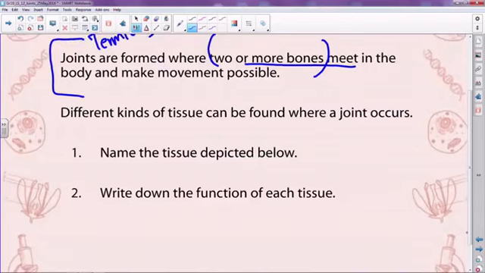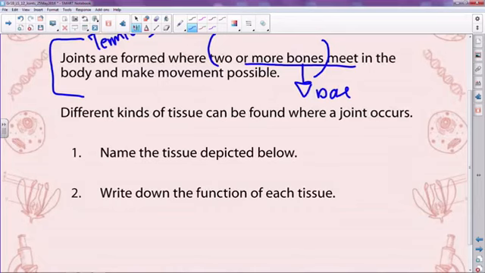Now, when we look at a joint, what we're going to see is that there are different kinds of tissues that are going to be found around a joint. So we've got two or more bones. Okay, so we know that bone tissue is involved, right? But we also need the joint to have other tissues around it to stabilize it. We don't want that joint to always dislocate, to come out of its joint.